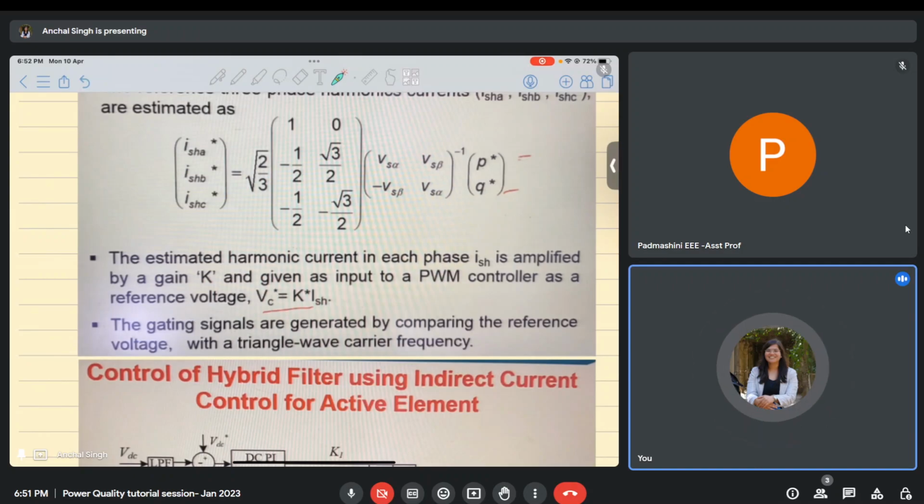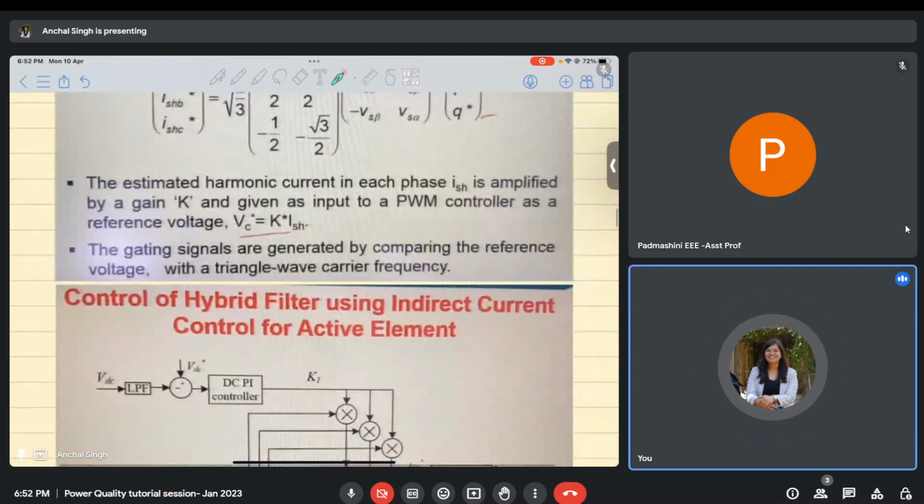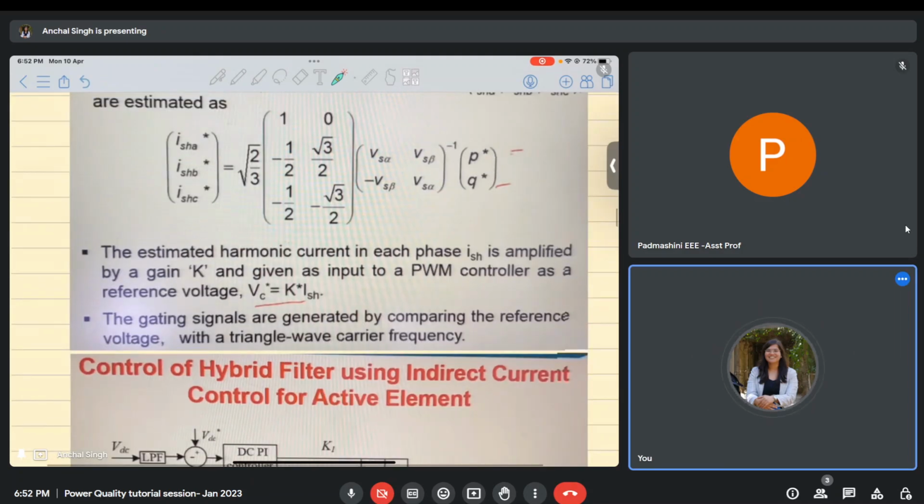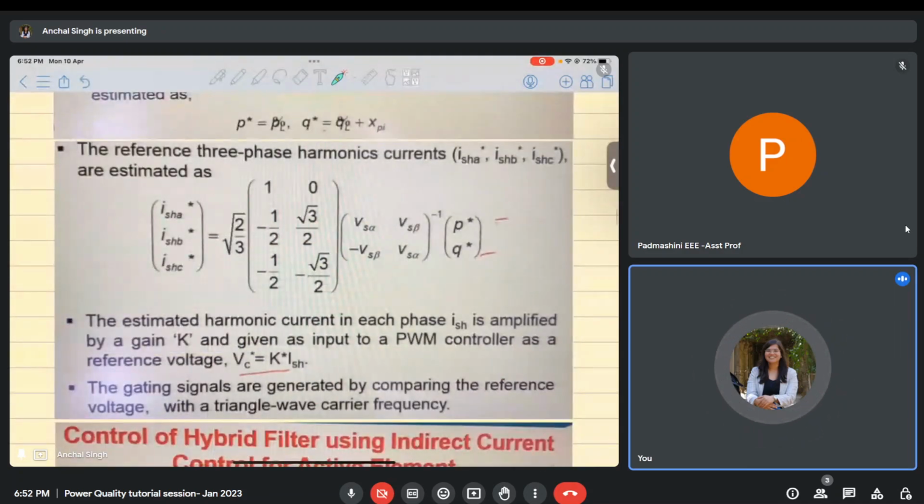And for voltage control mode, I need voltage references, right? Based on this reference voltage, we'll generate the gating pulses. The reference VC star will be compared with a triangular carrier wave in order to give us the gating pulses, and these gating pulses will be given to the switches of the active series filter. Okay, so this is how this algorithm will work.